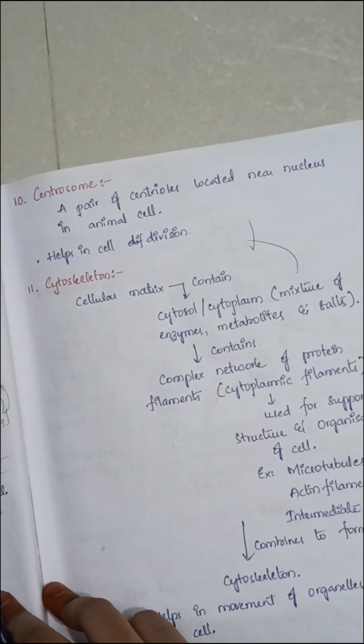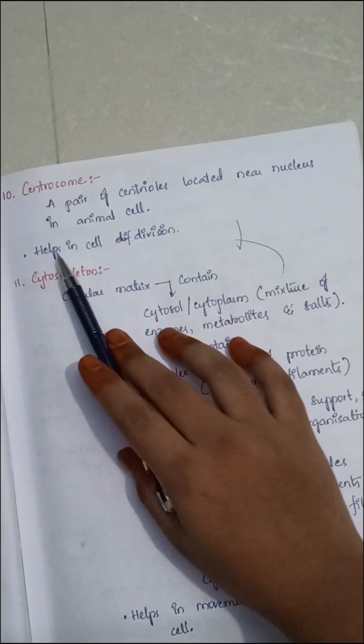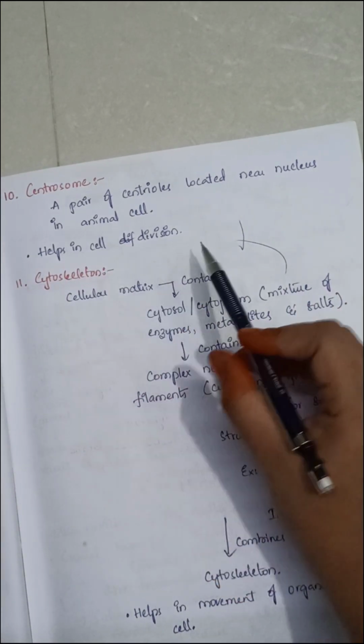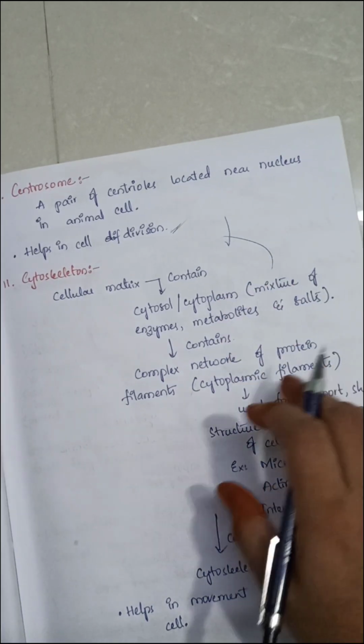Then coming to centrosome. What is centrosome? A pair of centrioles located near the nucleus in animal cells, which helps in cell division by mitosis.